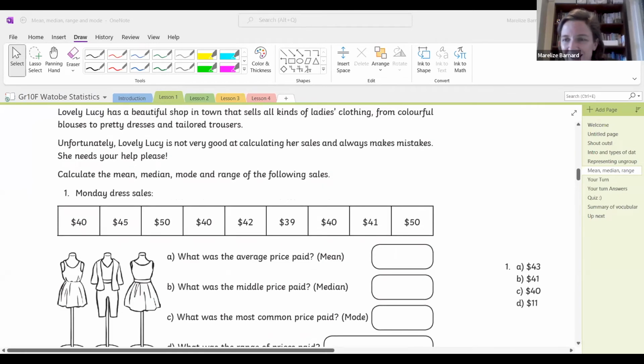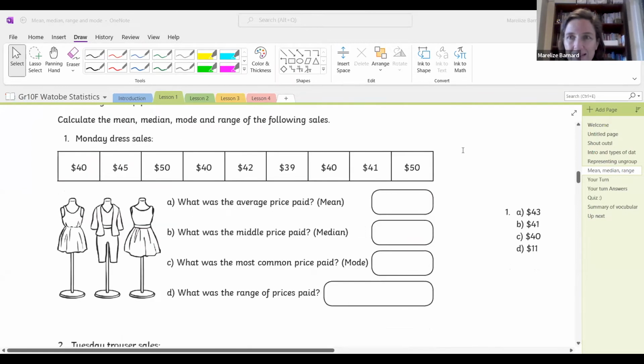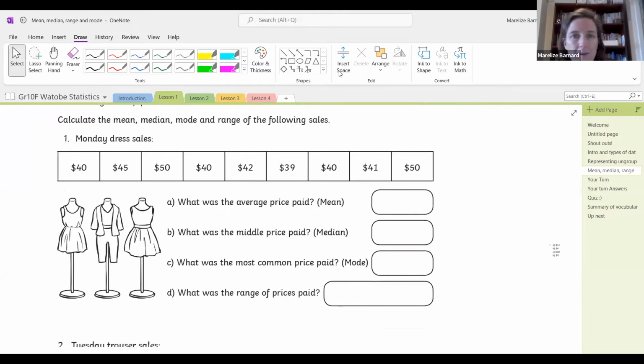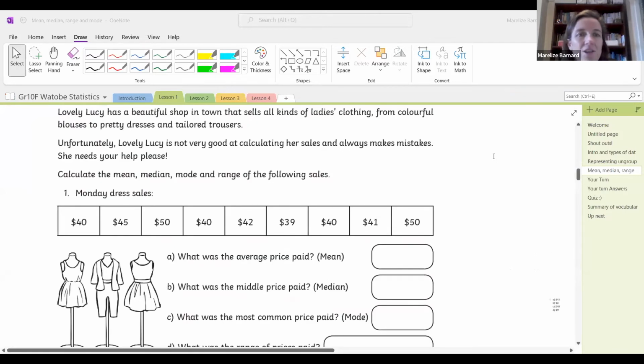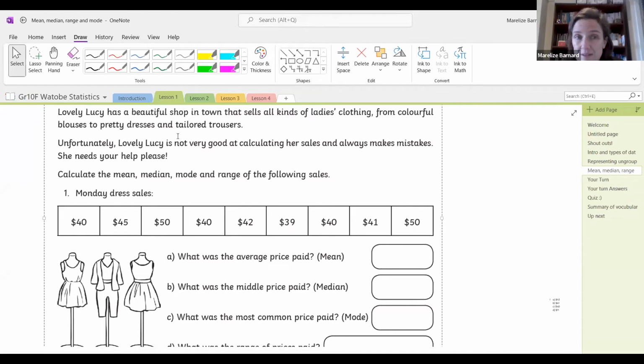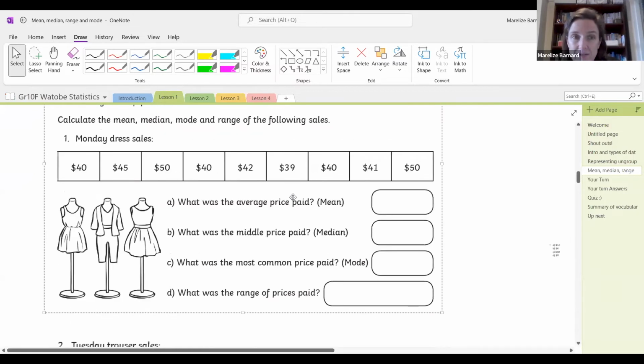I've said a lot. Let's see if you can calculate the mean, the mode, etc. from this example here. Lovely Lucy has a beautiful shop in town that sells all kinds of ladies' clothing, from colorful blouses to pretty dresses and tailored trousers. Unfortunately, lovely Lucy is not very good at calculating her sales and always makes mistakes. She needs your help, please. So calculate the mean, median, mode, and range of the following sales.